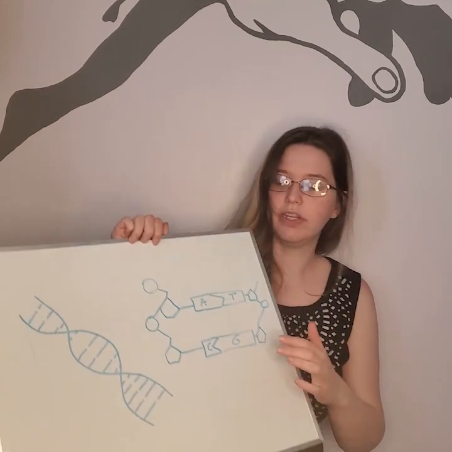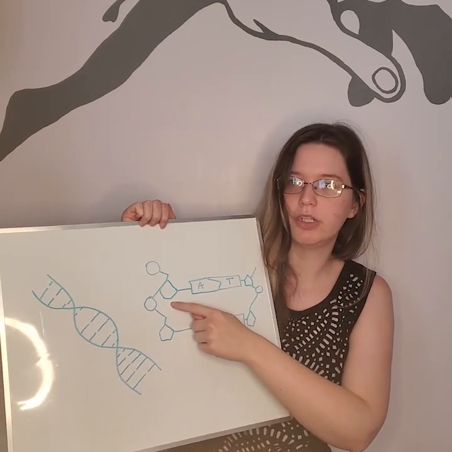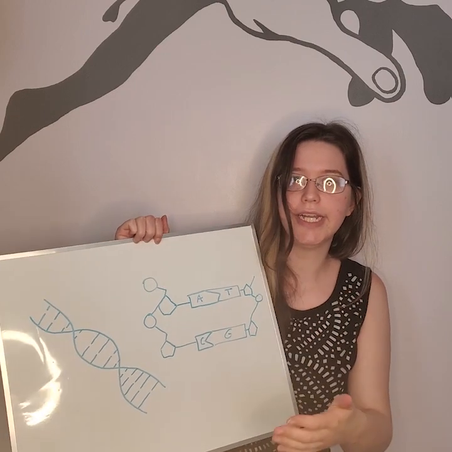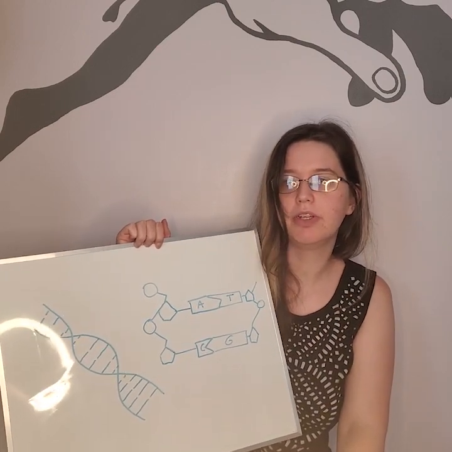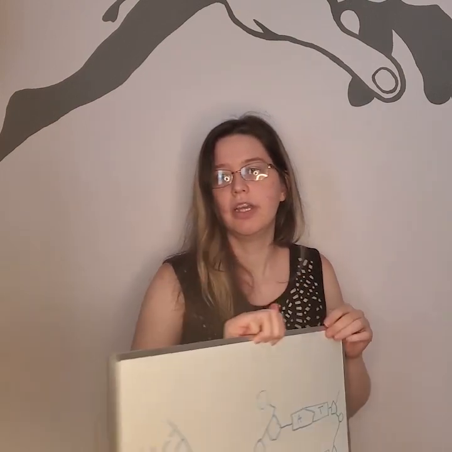Each of these phosphate groups, which are represented as circles here, is attached to a 5-carbon sugar. The 5-carbon sugar in DNA is called deoxyribose, and this 5-carbon sugar is connected to a nucleobase. There are 4 main different bases: adenine, cytosine, guanine, and thymine. These bases can be categorized into being purines or pyrimidines. Adenine and guanine are purines. Cytosine and thymine are pyrimidines.